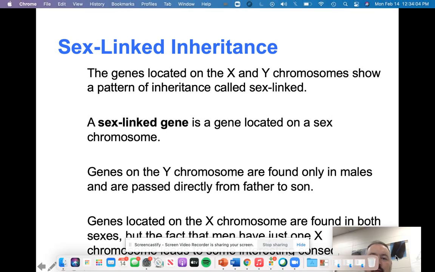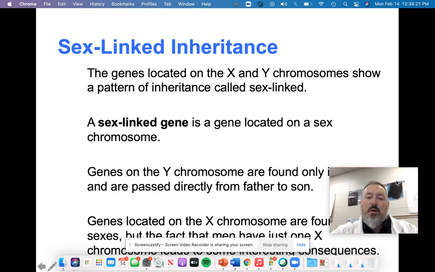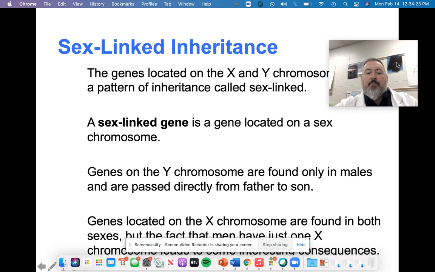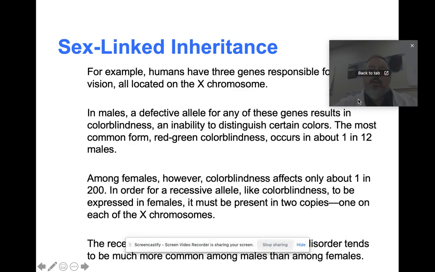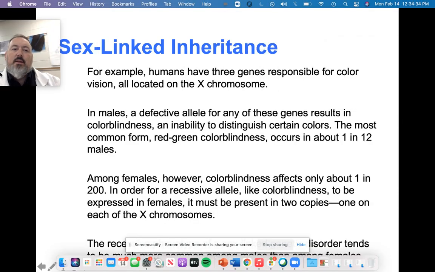The genes located on the X and Y chromosome show a pattern of inheritance called sex linked. A sex linked gene is a gene located on a sex chromosome. Genes on the Y chromosome are found only in males and are passed directly onto their sons. Genes located on the X chromosome are found in both sexes, but the fact that men have just one X chromosome leads to some interesting consequences. So we're going to look further into sex-linked traits.